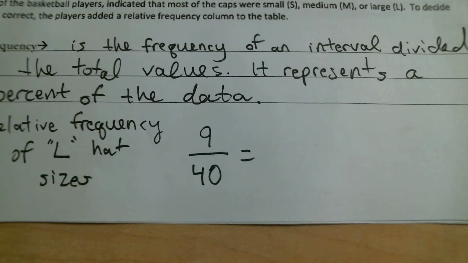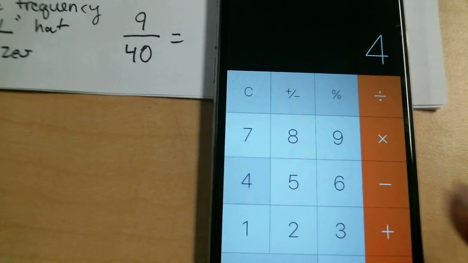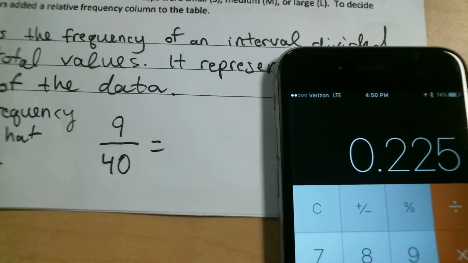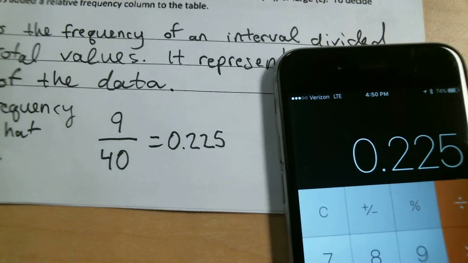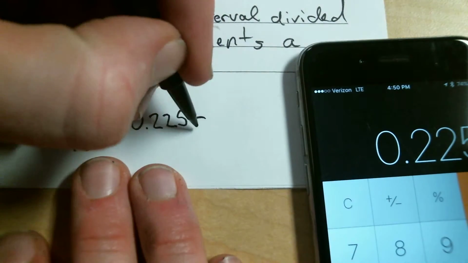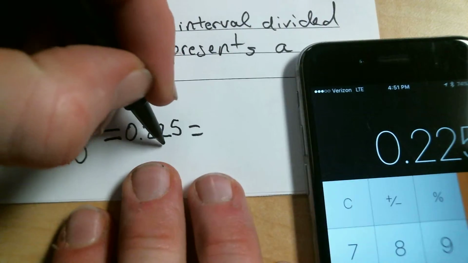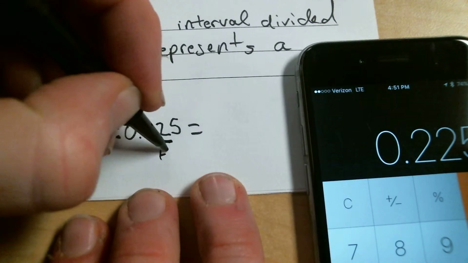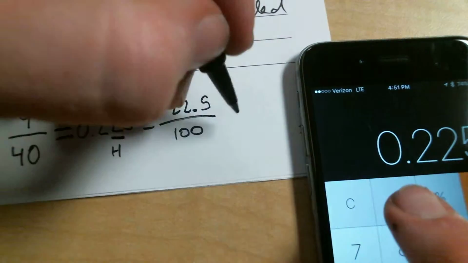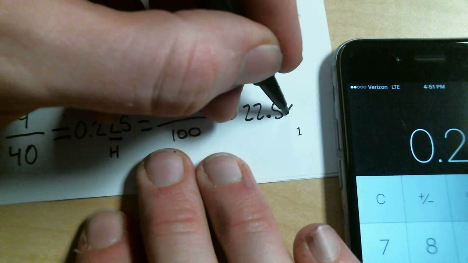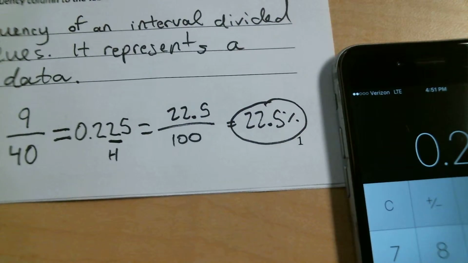So when I type this into the calculator, I need to remember that this is 9 divided by 40. All I do is type in 9 divided by 40, and I get this number right here. So I would write 0.225. Now that's not a percent though. I want to change this into a percent. In order for this to be a percent, this is going to represent 22.5 hundredths, right? Because here's my hundredths place. It represents 22.5 hundredths, or 22.5%.